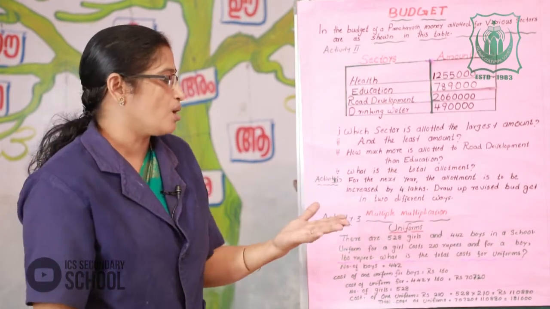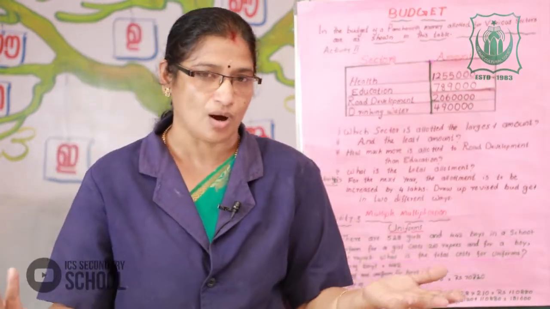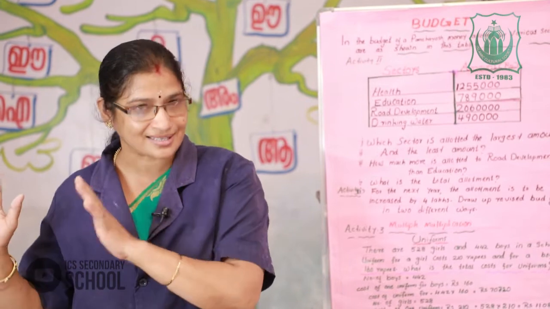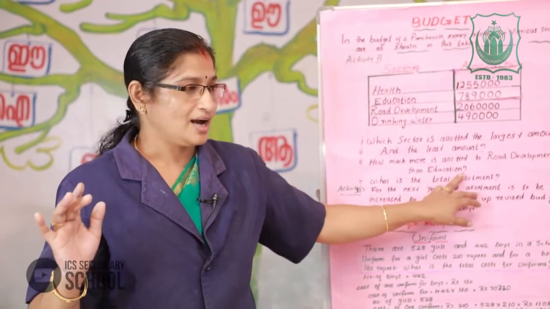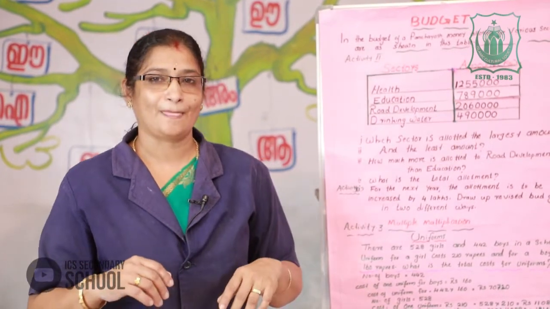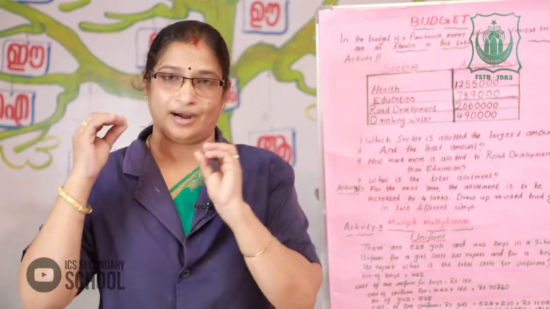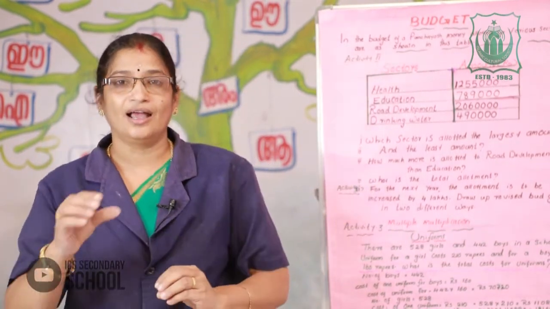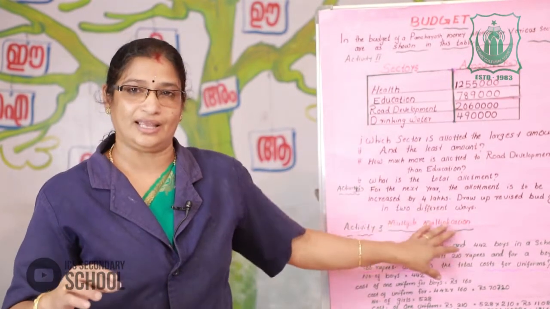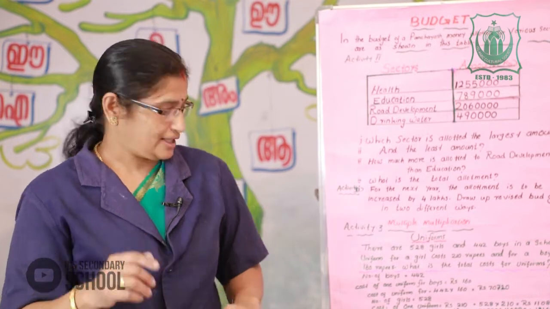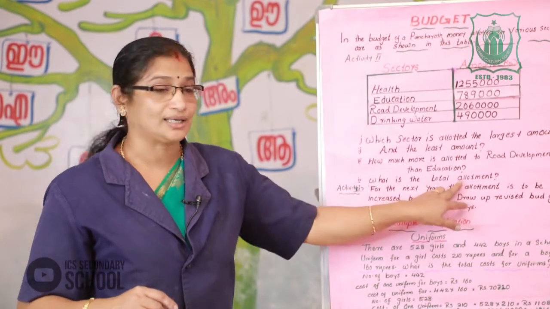Okay, how much more is allotted to road development than education? To find how much more, road development allotted money minus education allotted money, then we get how much more.